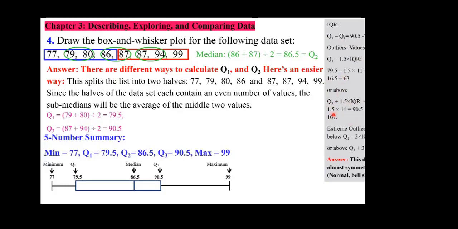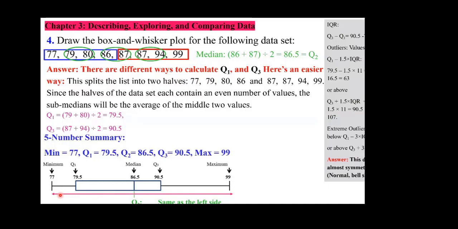As far as the extreme outliers, remember we subtract 3 times IQR from Q sub 1, or we add 3 times that to Q sub 3. Now, this data is almost symmetric. Why is that? Take a look at this Q sub 2. If you look at the right side and the left side, they're almost the same. And that's why it is symmetric.